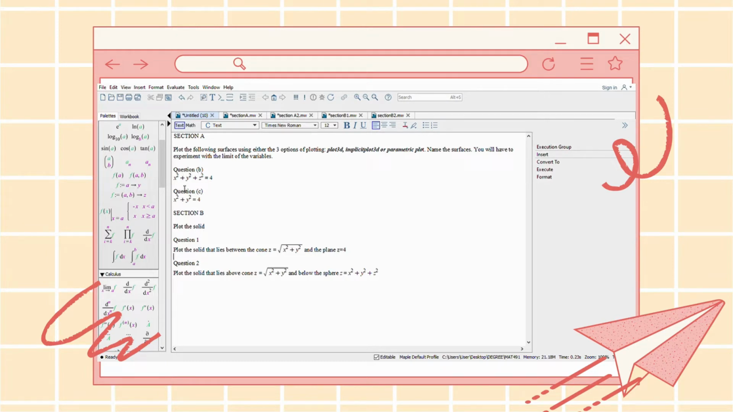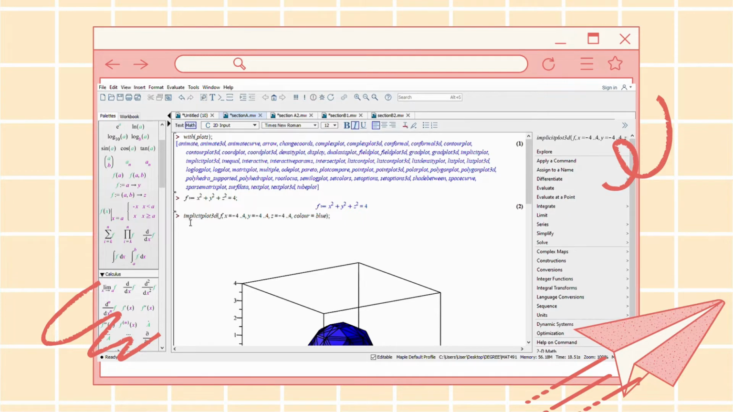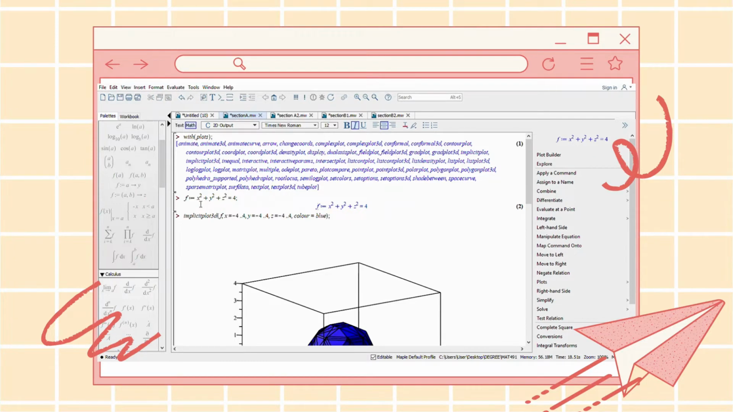Question B, the equation given is x squared plus y squared plus z squared equals 4. Now let's see how the Maple commands work. I'm starting with open bracket plots, close bracket, and semicolon. Enter. The output is as follows. Next, I insert the equation x squared plus y squared plus z squared equals 4 and then a semicolon. For this question, I'm using the implicit plot 3D since it has three variables x, y, and z.